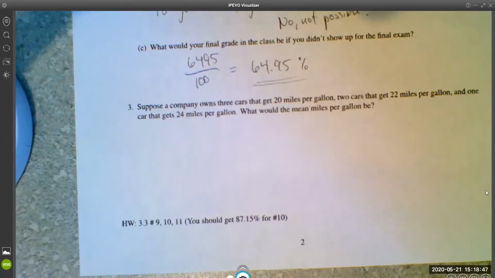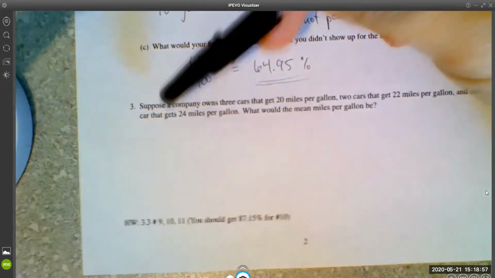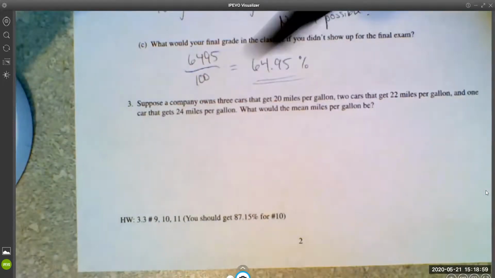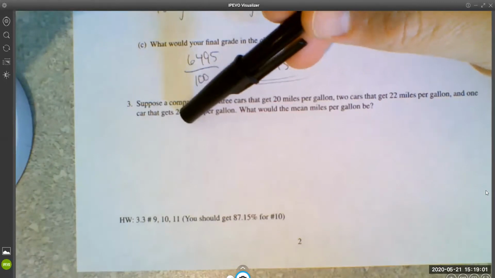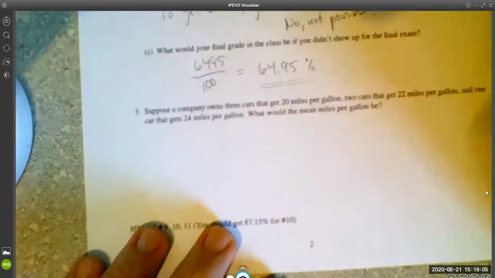So if you're thinking, well, it would just be 20 plus 22 plus 24 divided by 3, then you're wrong. Because there were 3 cars that got 20 miles per gallon and only 1 car that got 24 miles per gallon. So the 24 miles per gallon is weighted less heavily than the 20 miles per gallon is. So we would use a weighted mean to compute this.